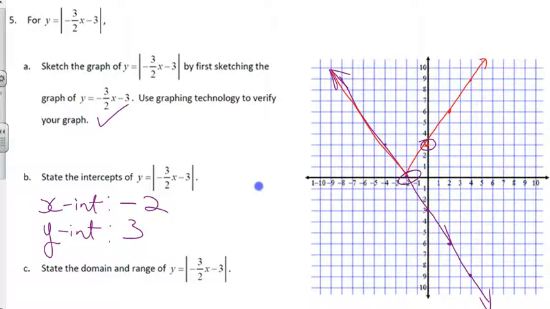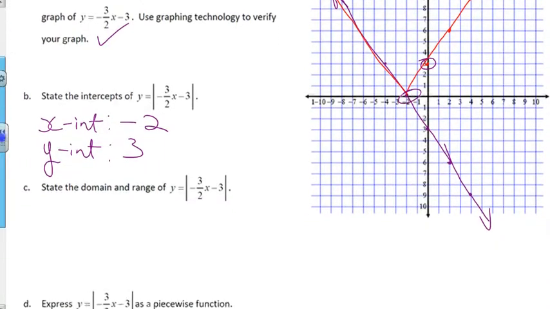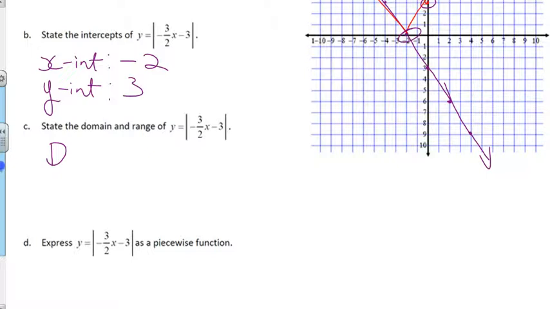Okay, state the domain and range. So what is the domain of the absolute value function, right? The absolute value of -3/2 x, blah, blah, blah. Set of all x such that x is an element of the reals, right?